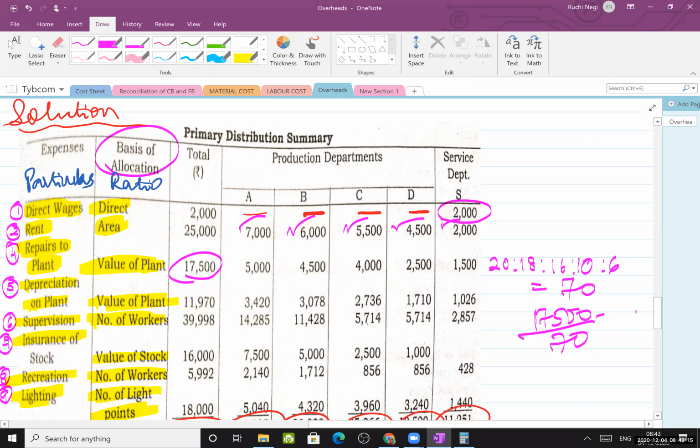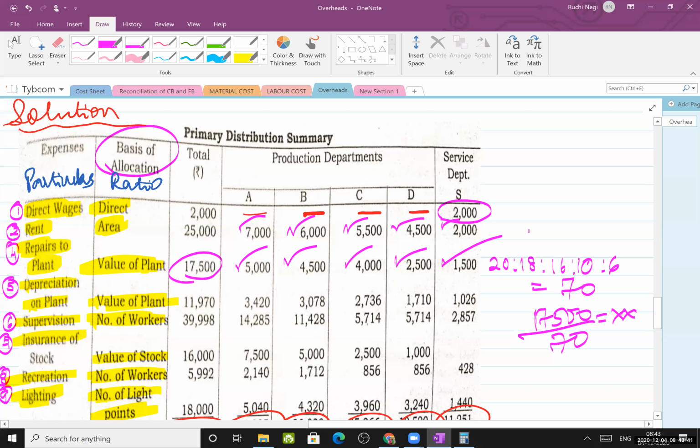Press the equal to sign, multiplication sign 2 times. 17,500 divided by 70. Now type first 20, press equal to 5,000. Type 18, press equal to 4,500. Type 16, press equal to 4,000. Type 10 plus equal to 2,500, and last type 6 plus equal to 1,500.